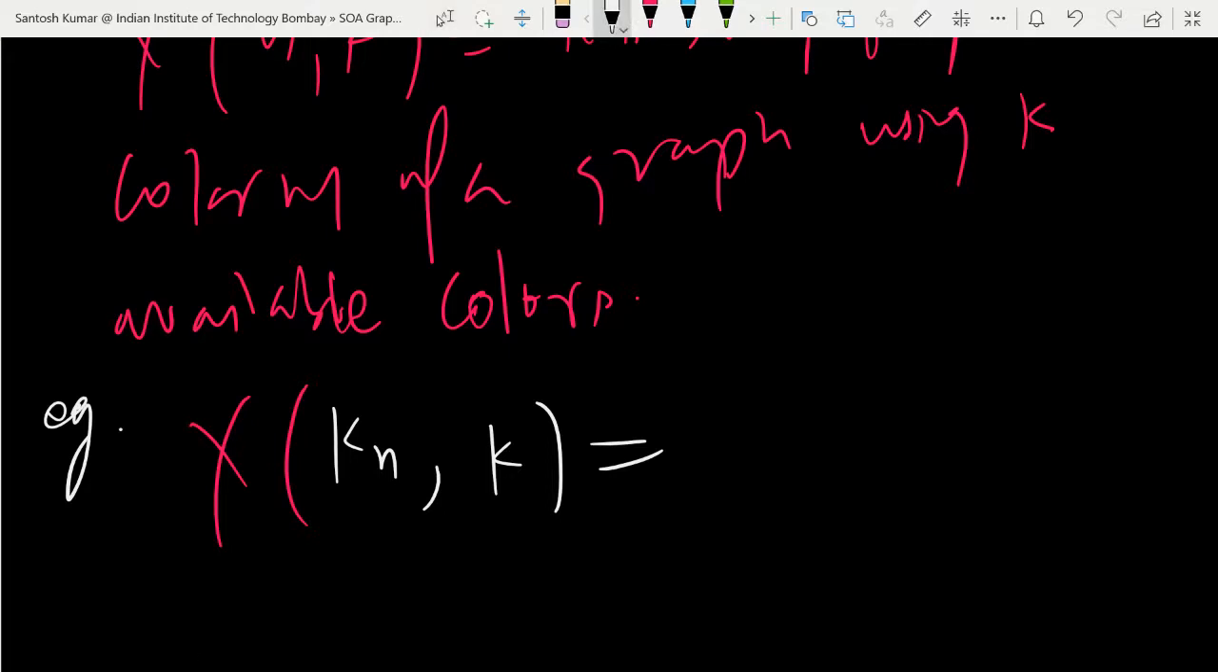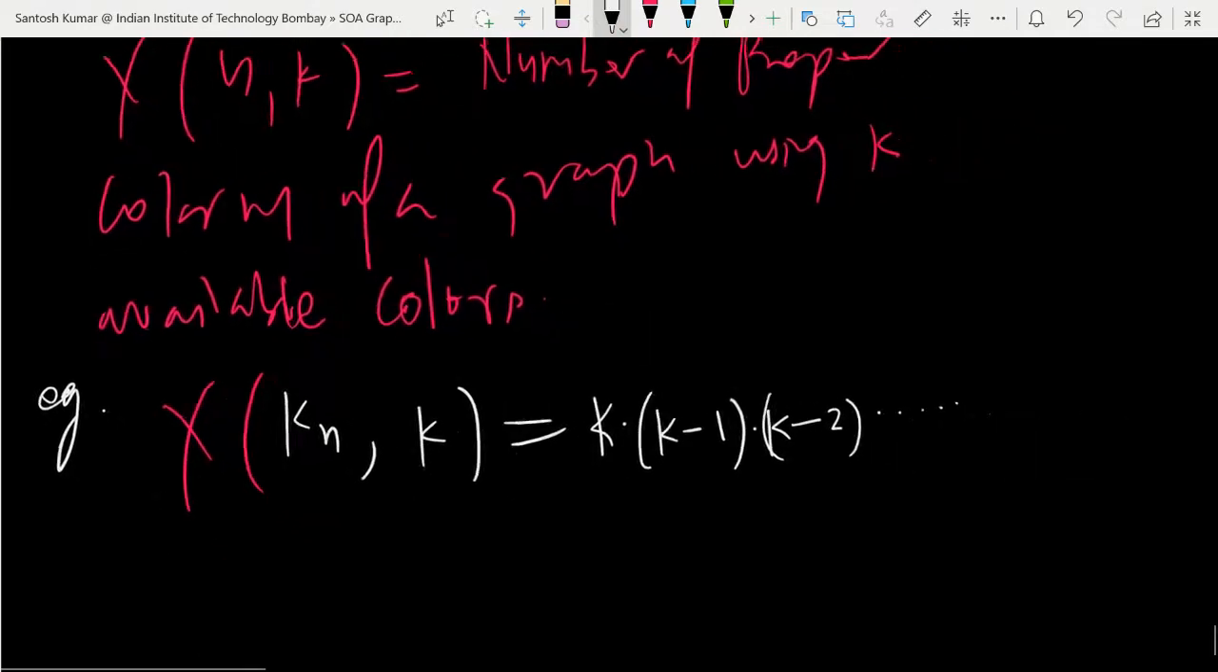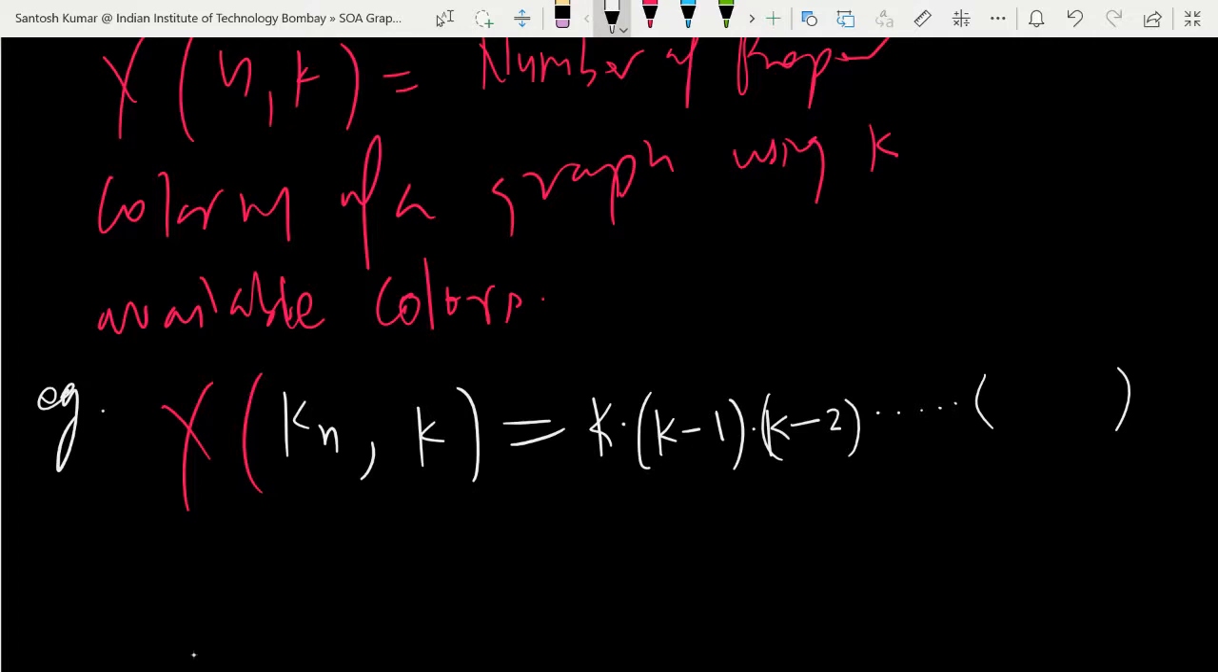k into k minus 1, k minus 2. Yes, so there are n vertices. For the first vertex you have k choices. For the second vertex you have k minus 1 choice because all vertices are adjacent to each other. For the third vertex you have k minus 2 choices and so on. So what will be the number of choices left for the nth vertex, the last vertex? k minus n plus 1.